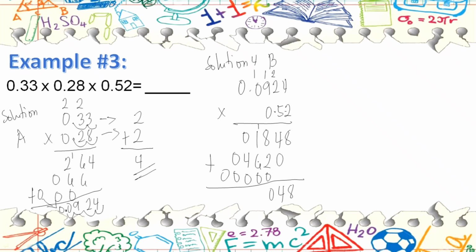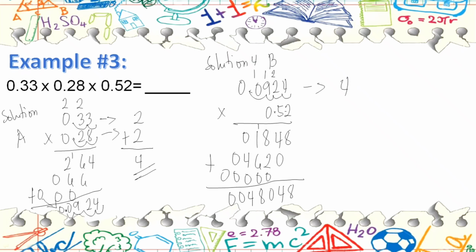1 plus 6, that is 7. Plus another carry 1, that is 8. So, write 8. 0 plus 4 is 4. Plus 0 is also 4. Next, 0 plus 0 is 0. Then, yung 0 walang katapat, so bring down 0. Let's count the decimal places of the first given. So, meron tayong 0.0924. So, bilangin natin. 1, 2, 3, 4. Meron tayong 4 decimal places.